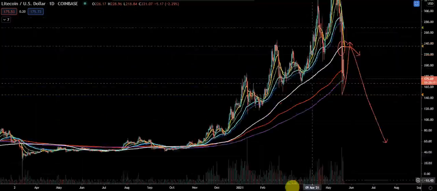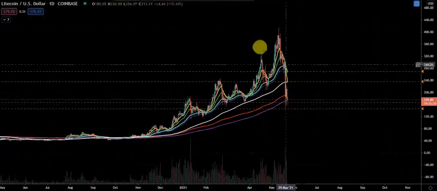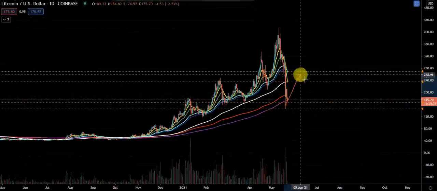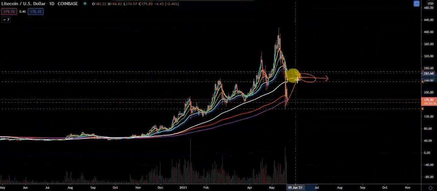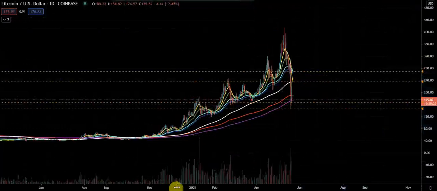Is this a dead cat bounce, where we're going to fail and roll over to a deeper correction? I don't know that yet.